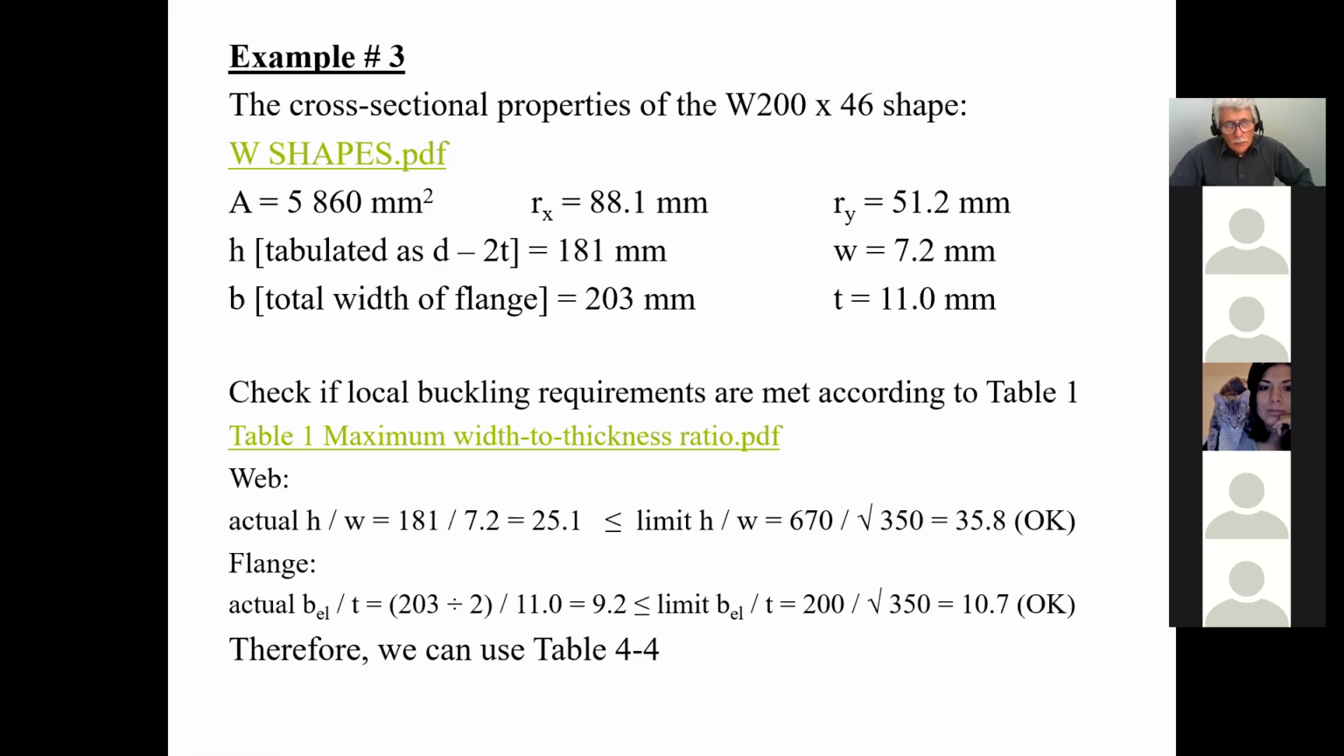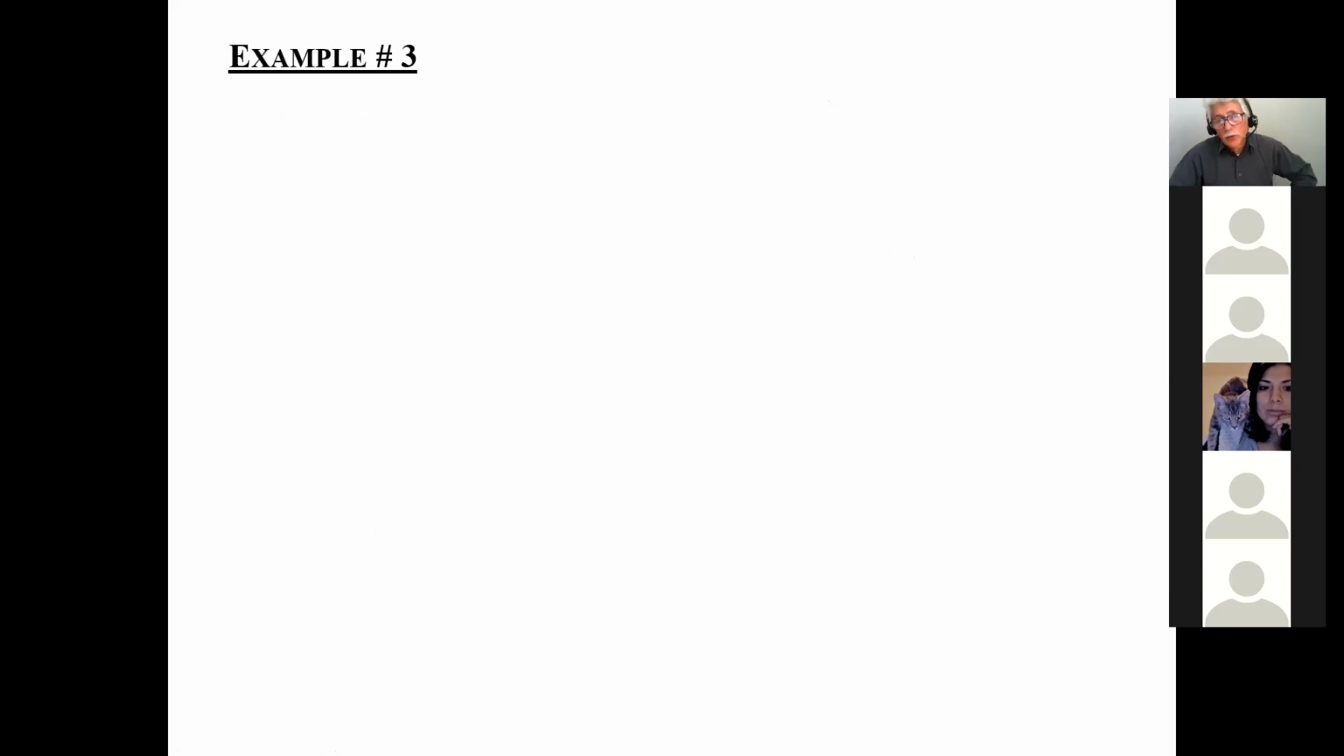Now, therefore, we can use table 4.4. If you don't do this check, don't use table 4.4. You can use the other table because that table already has this built into it, but don't use table 4.4, and don't use the formula, because you're not sure.